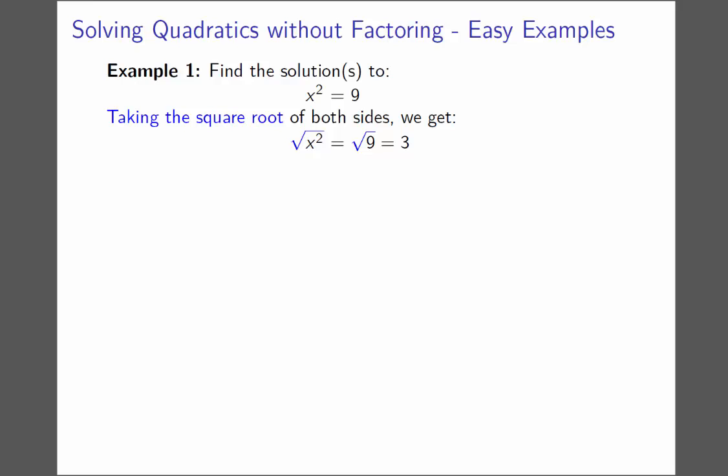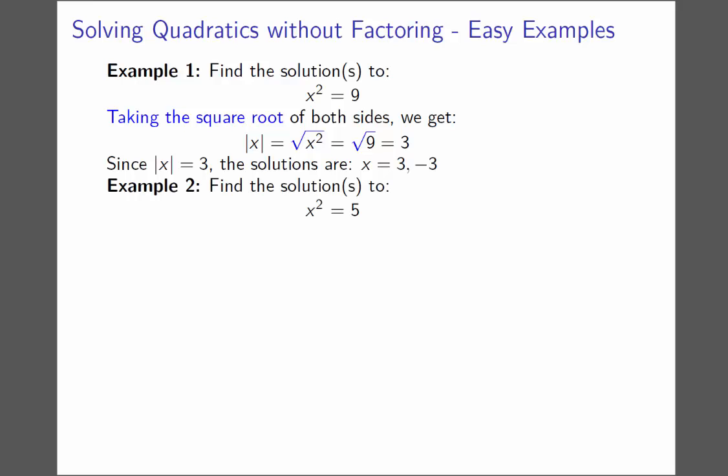On the other hand, the square root of x squared is the absolute value of x. If you need to remember why, you can click the link to the left. Since the absolute value of x equals 3, the solutions are x equals 3 or negative 3.